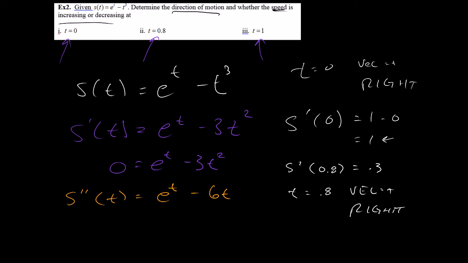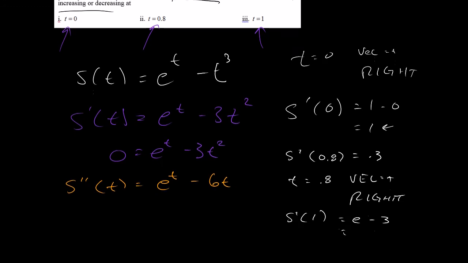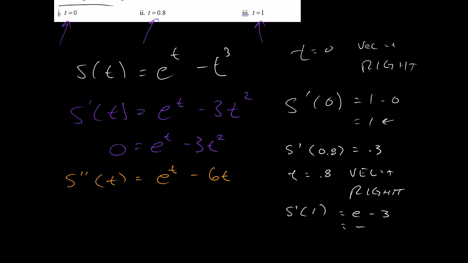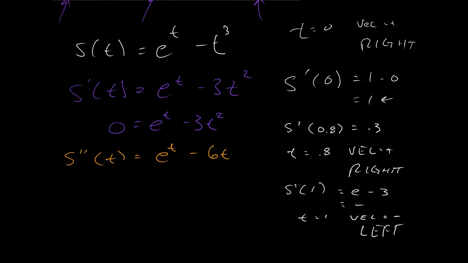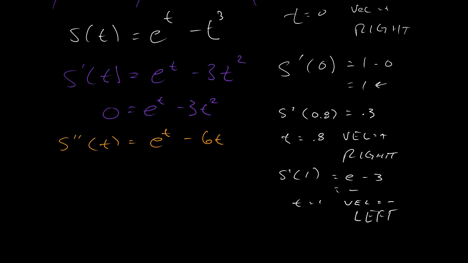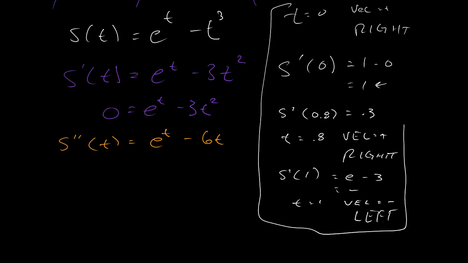And how about our third one, when it equals 1? Well, we're going to get e minus 3, and we know e is 2.7 minus 3, so that's going to be a negative number. So when t is 1, then our velocity is negative, and we're moving to the left. So that talks about the direction of motion. We found our velocity and we found our direction of motion.